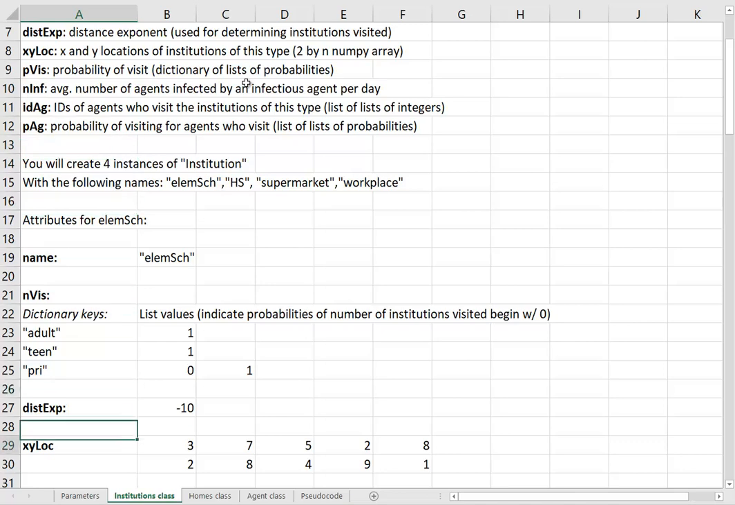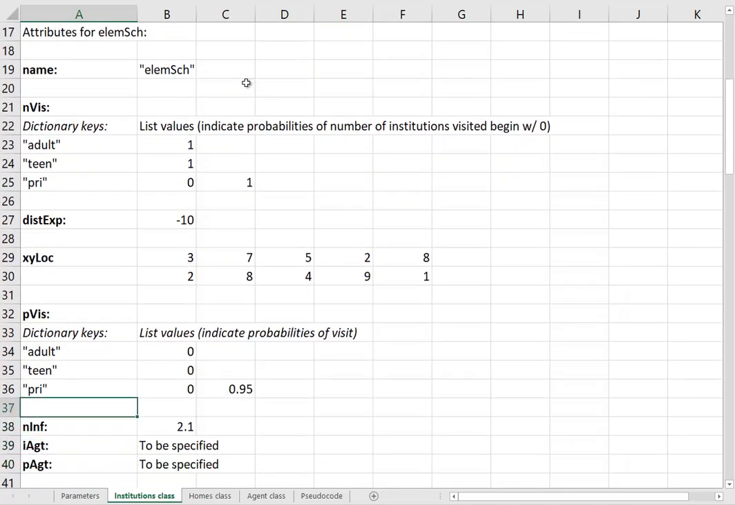I may want to change that and make it lower. That's really quite high. Why don't we make it a little bit lower? Let's make it 0.5, something like that. All right. So what that means is that every visit of an infectious person, on average, that infectious person will infect 1/2 of a person per day, or one person every 2 days. This IAGT and PAGT, we'll talk about that later.